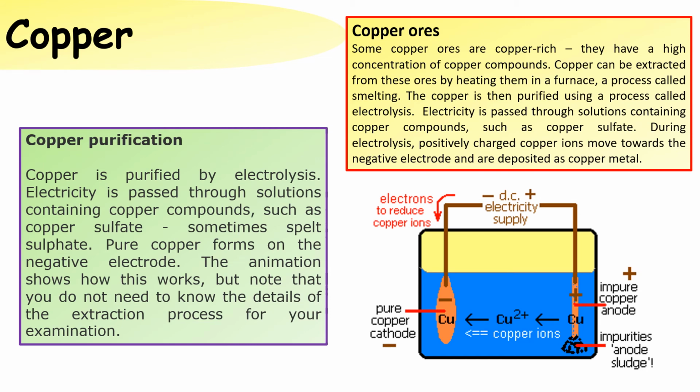The impure copper is connected to the positive electrode. This gives the copper ions a positive charge. These positive copper ions then move through a solution of copper sulfate to the negative electrode, where they become pure copper atoms. The impurities drop down from the positive electrode and are left as a sludge at the bottom of the reacting vessel.